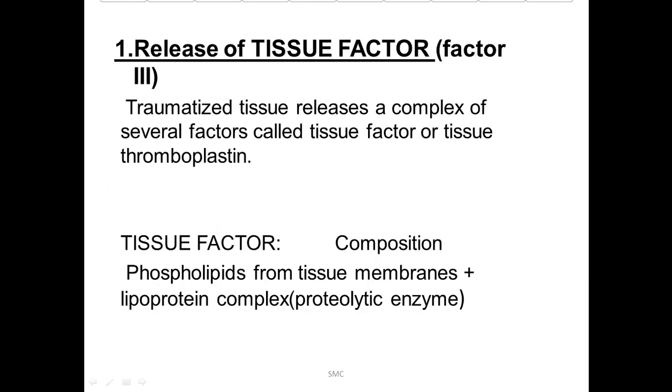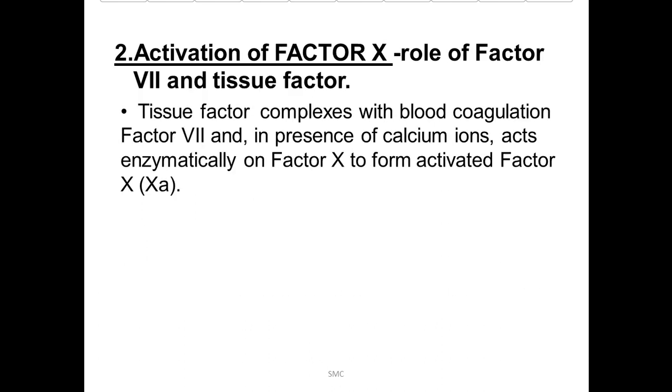So, release of tissue factor, factor III. Traumatized tissue releases a complex of several factors called tissue factor or tissue thromboplastin. Tissue factor composition: phospholipids from tissue membranes and lipoprotein complexes; proteolytic enzymes are also there. Activation of factor 10, role of factor VII and tissue factor. Tissue factor complexes with the blood coagulation factor VII, and in the presence of calcium acts enzymatically on factor 10 to form activated factor 10, that is 10A.